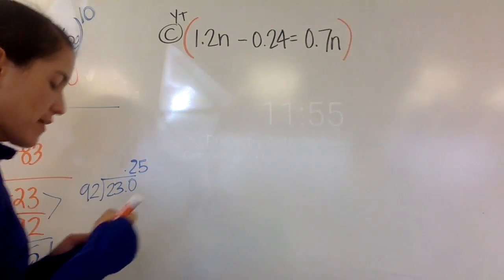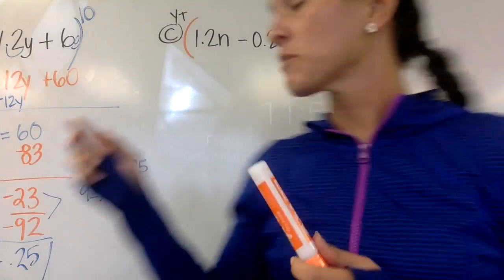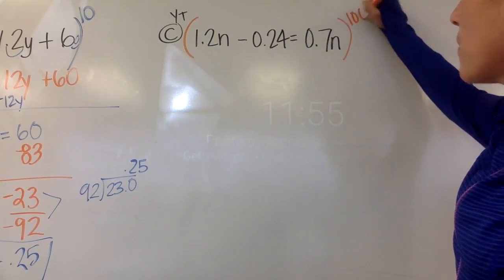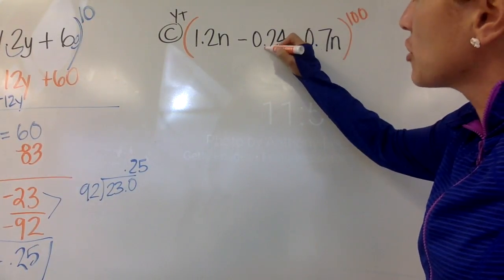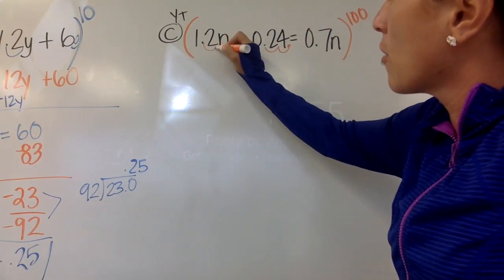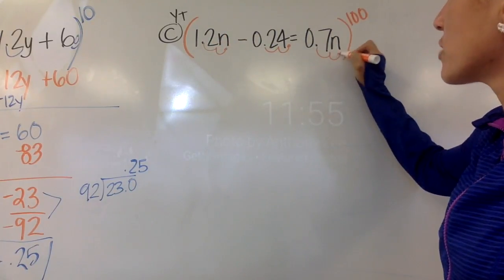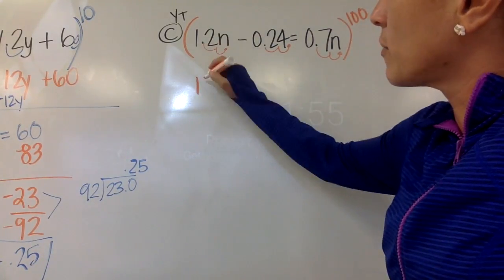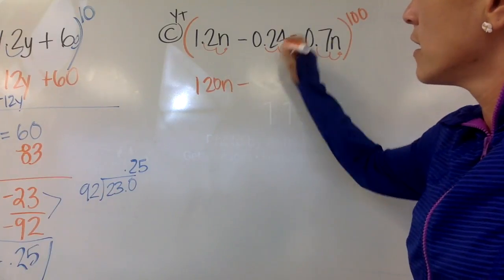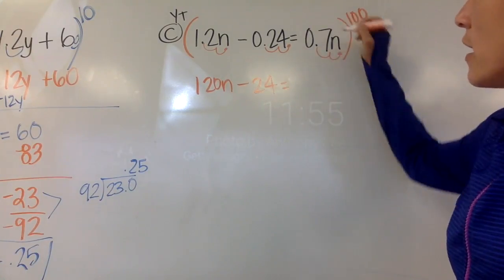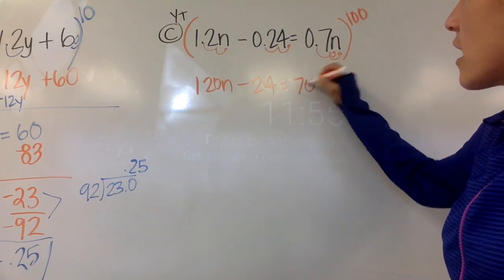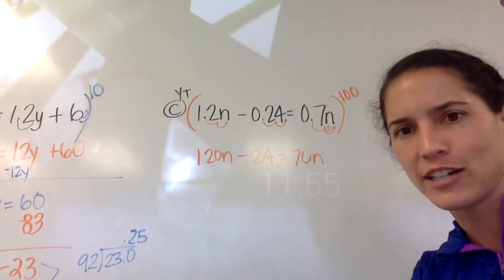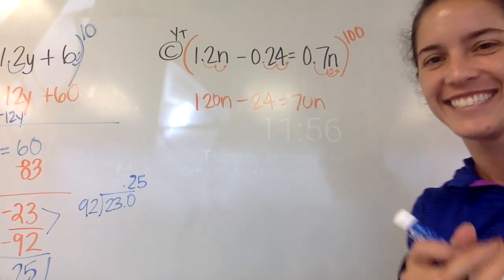All right, so you have to multiply by the biggest power of 10, and in this problem, we have tenths, and we have hundredths, and we have tenths. So in this problem, we need to multiply by 100. To multiply by 100, it's going to change that decimal twice, but it's also going to do all of your decimals twice. So you're going to have to add a 0. 1.2, so it's going to be 120n minus 24 equals 70n. All right, so I hope you got that one. There's a glare. I'm trying to get rid of the glare. I don't know how to get rid of the glare.